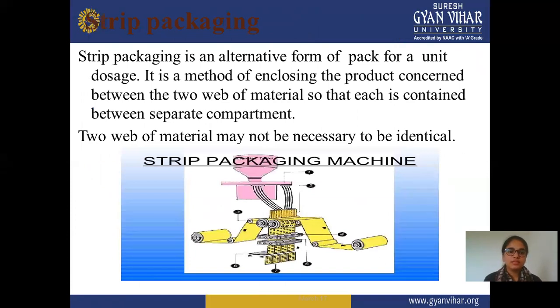Next type of tablet packaging is strip packaging. It is another type of tablet packaging. It is also an important material for packaging of tablets as well as capsules. Strip packaging is an alternative form of pack for unit dosage and is made by enclosing the product concerned between two webs of material so that each is contained in a separate compartment. The material helps to form this strip packaging of a tablet.